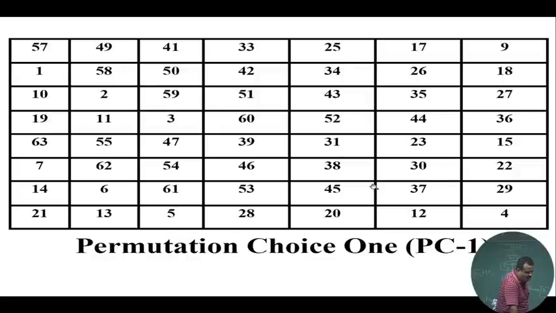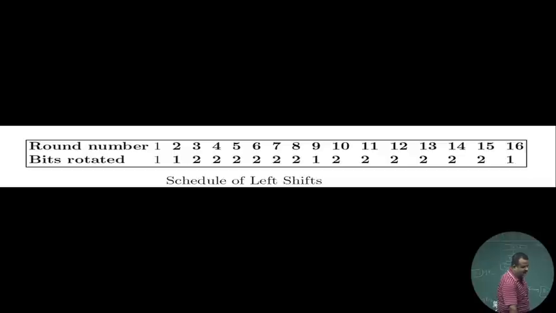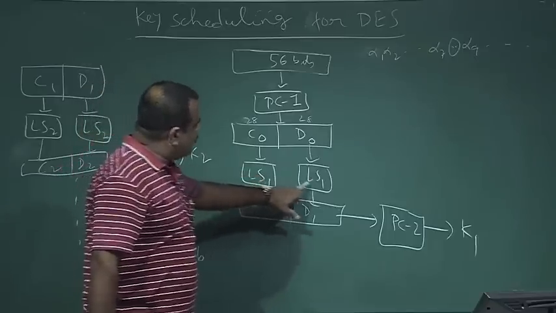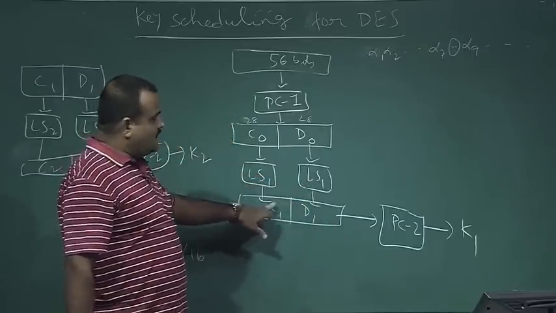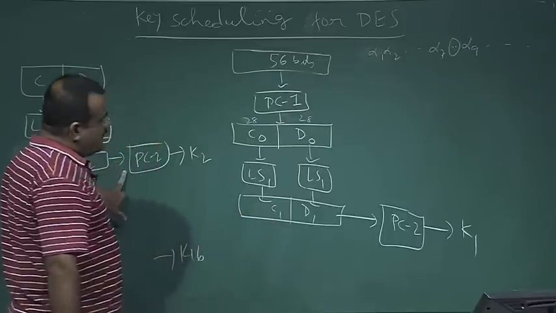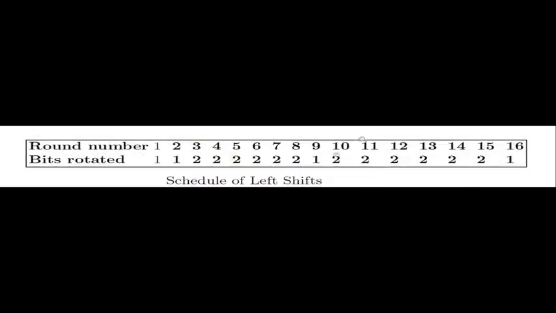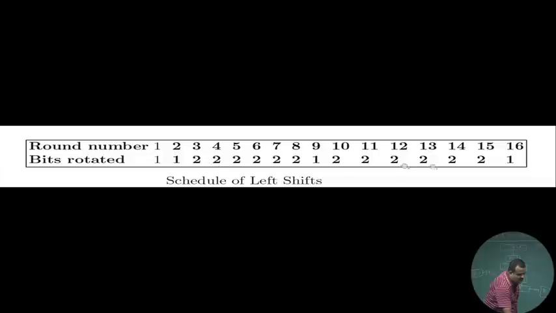So this is the PC1 we have, and then for the left shift, here we are doing the left circular shift for each round. This is for the first round: we do it one time. For the second round also one time, but for the third round, fourth round, fifth round, and so on, we will do a twice circular shift. These are the number of times we do the circular shift depending on which round key we are looking for.